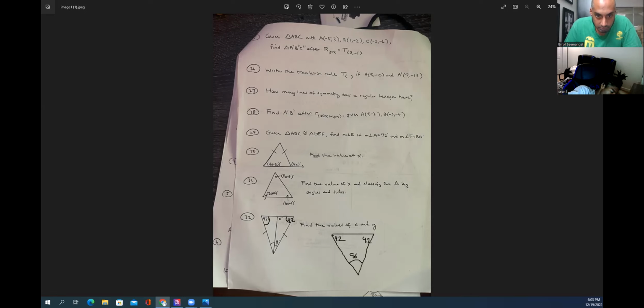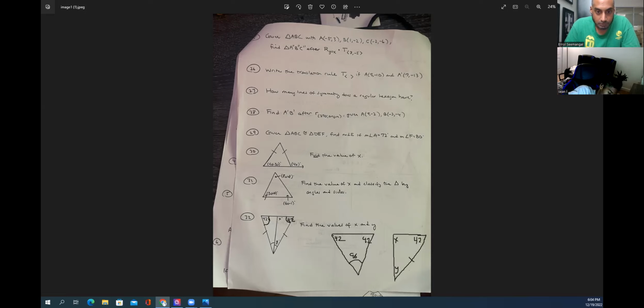So that's 96. So 96 plus 42 minus 180. So x would be 42, right? How's x 42? Because 96. So now let's look at the triangle on the right. It looks like this. This is y, this is 42, and this is x. So tell me how we can find x here.